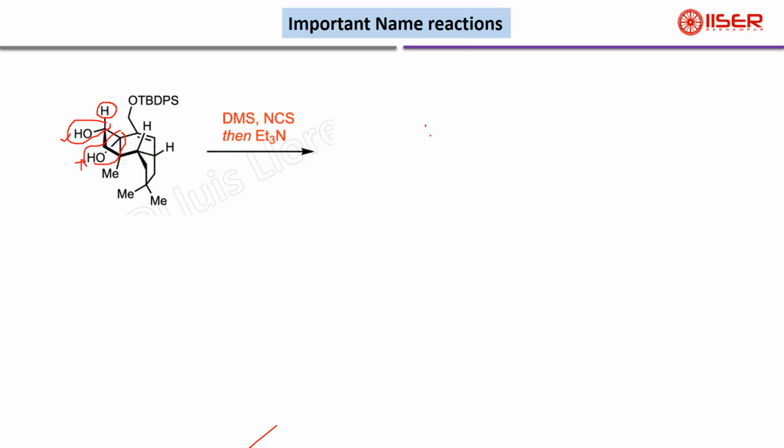So the product will be, I'm just drawing this part. There will be an oxidation of this alcohol, whereas this alcohol will be intact. The rest of the system will also be intact, so I am not drawing it. So this OH will be unaffected while this OH will be oxidized.